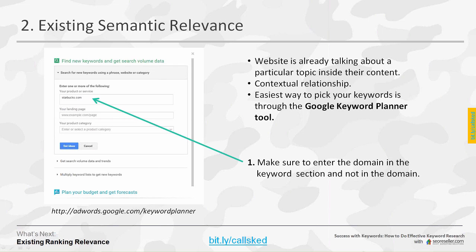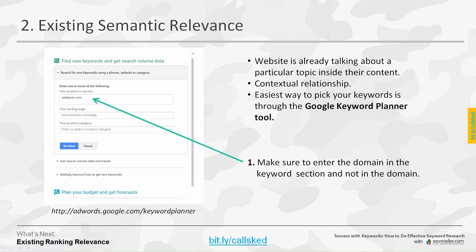Now, let's talk about existing semantic relevance. So just to remind everybody, the first thing we talked about was keyword purpose to landing page match. The second topic is existing semantic relevance. What's existing semantic relevance? Simple. The website is already talking about that topic. Therefore, Google, the search engine, and other search engines have already established a contextual relationship between you, your brand, and your generic topic. So I'll teach you guys a hack.